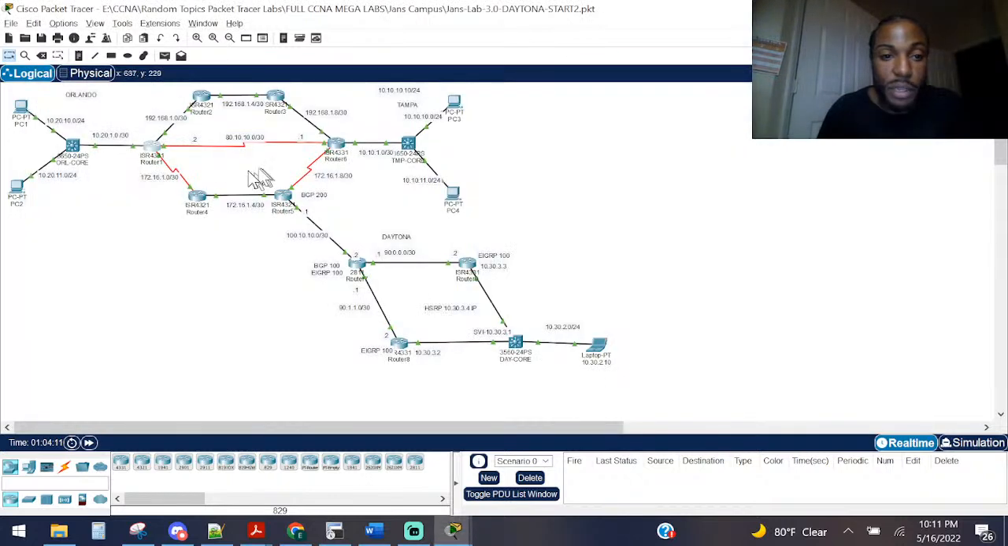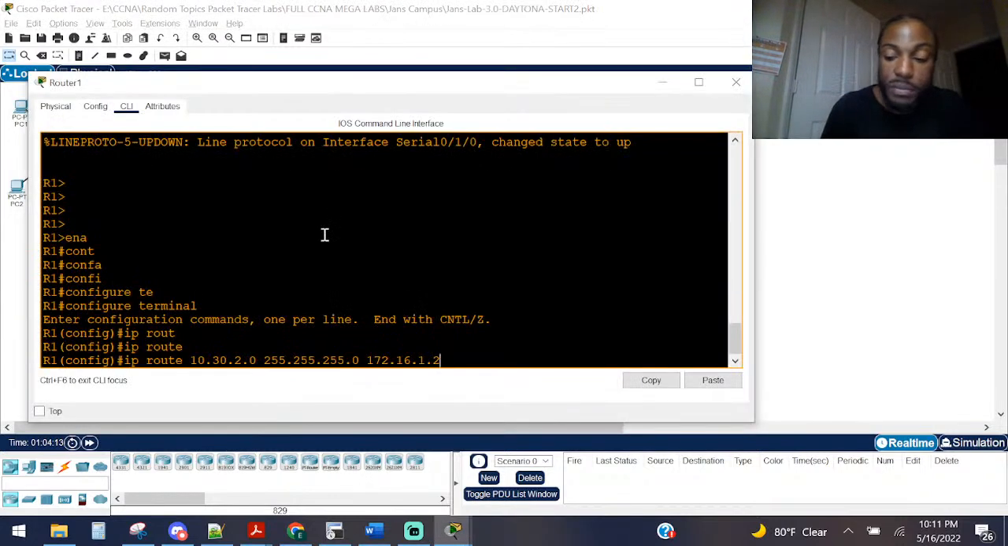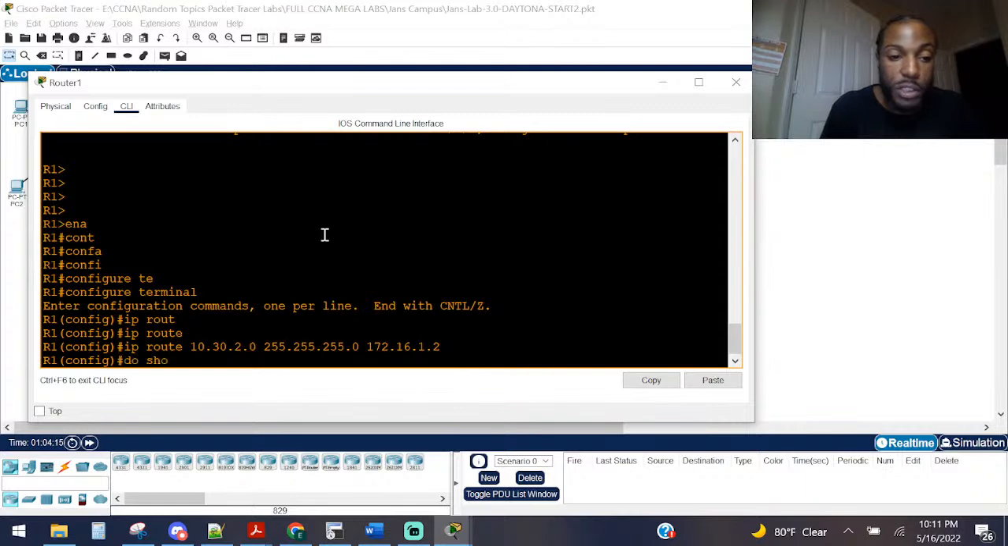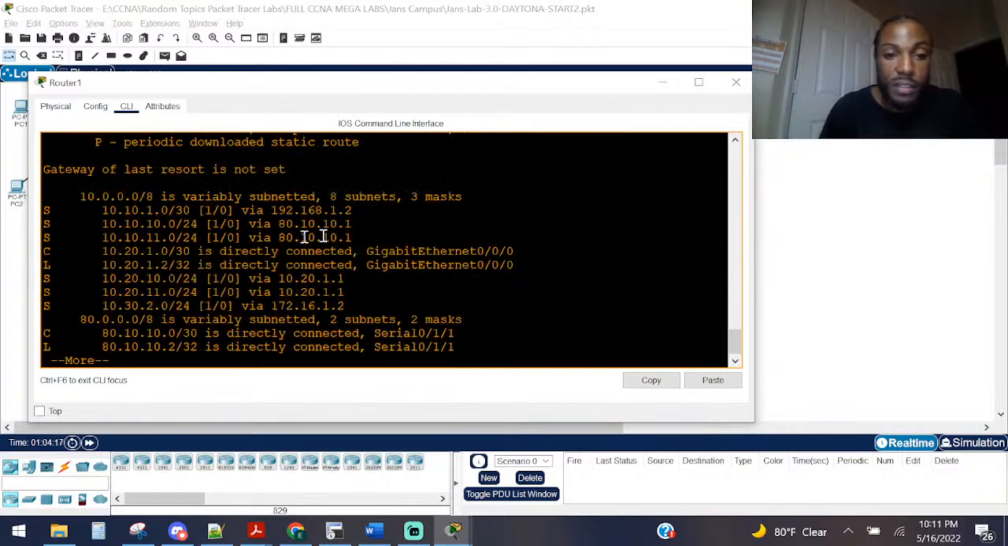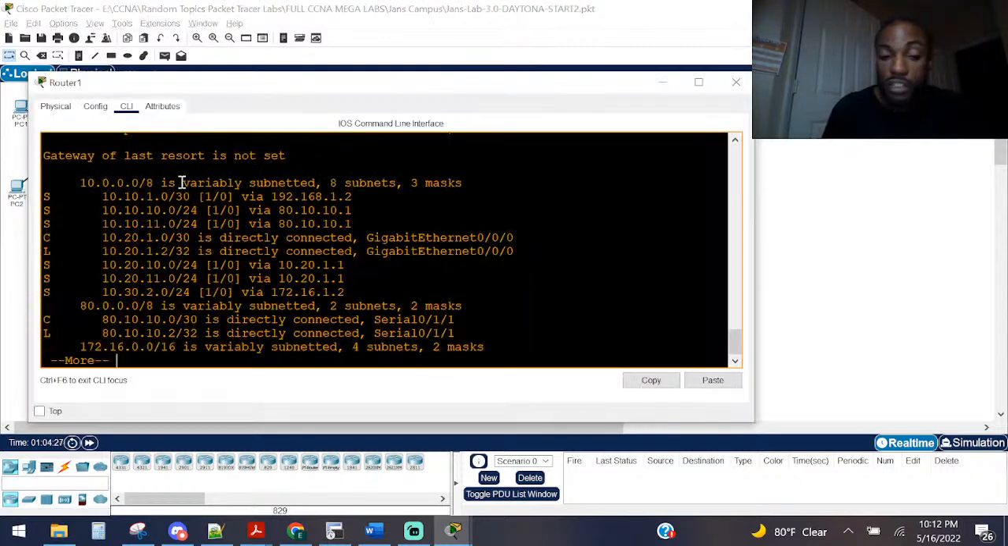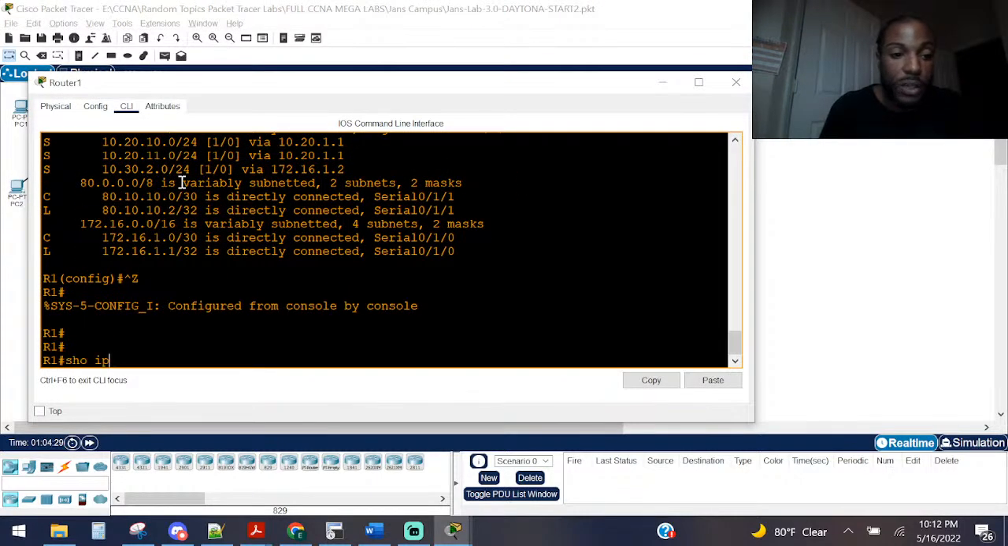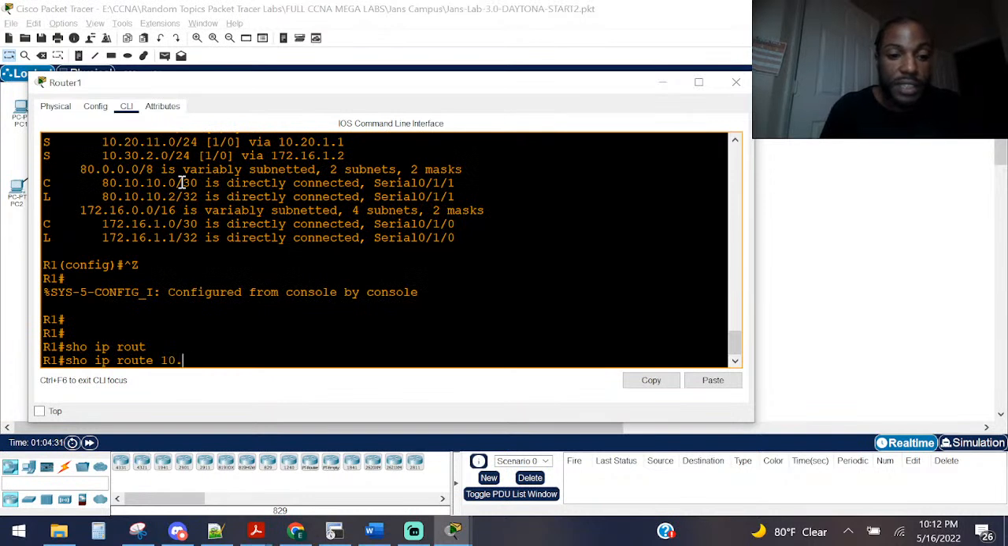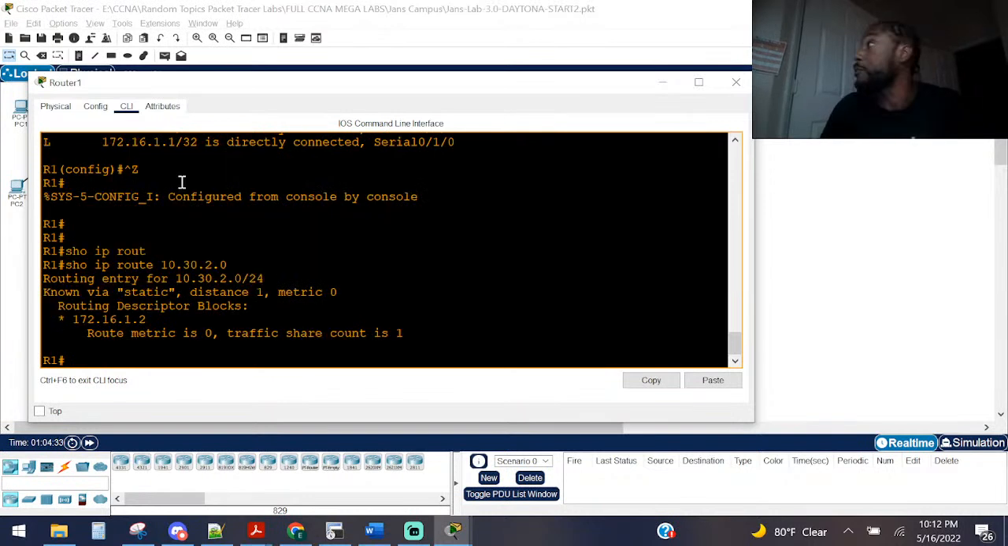172.16.1.2, right? Make sure it's 1.2. Let me do a show IP route and see that 172.16.1.2 is my next hop. Do I know how to get there? Yes, I do. 10.32.0 network, right? Let's make sure. So now he knows how to get there, and we can filter it down again if we want to. Show IP route. How do you get to the 10.30.2.0 network?